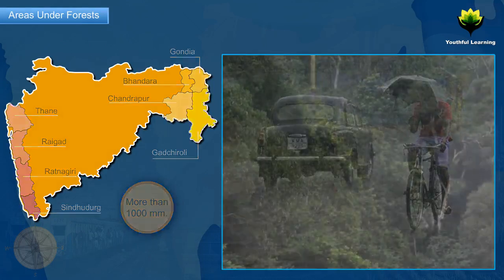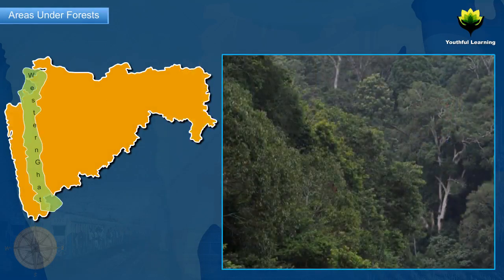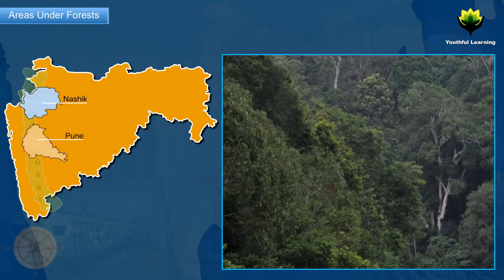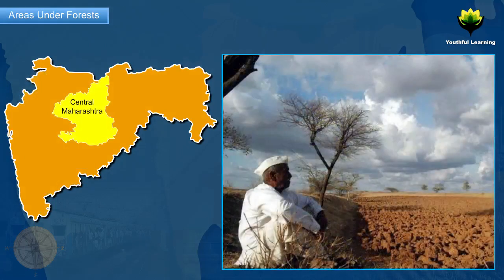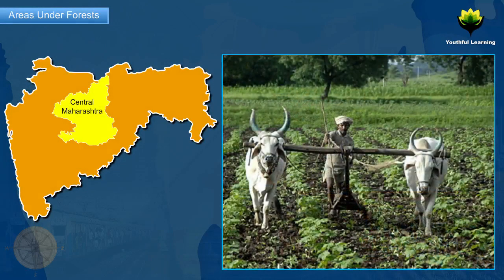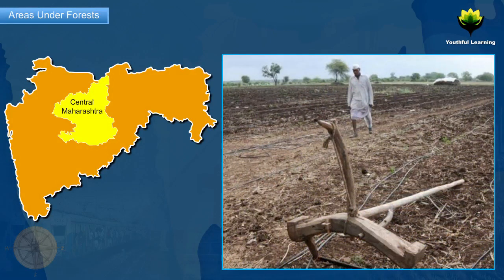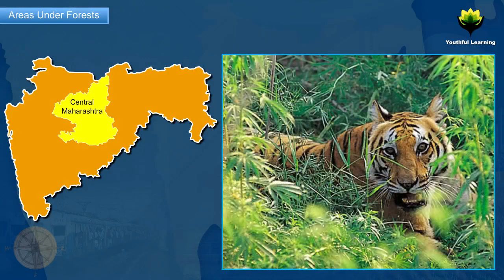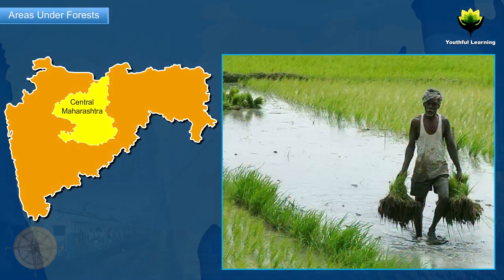Most of the state's forests are found on the eastern slopes of the Western Ghats, particularly the western parts of Nasik, Pune, Satara, Sangli, and Kolhapur districts. Central Maharashtra is a drought-prone zone due to low rainfall. However, the land used for agriculture is more, as the land surface there is flat. Thus, the area under forest is very limited as compared to that under agriculture in this region.